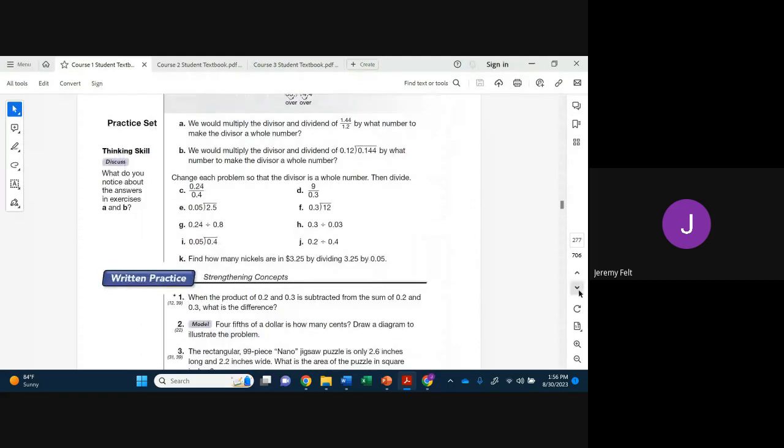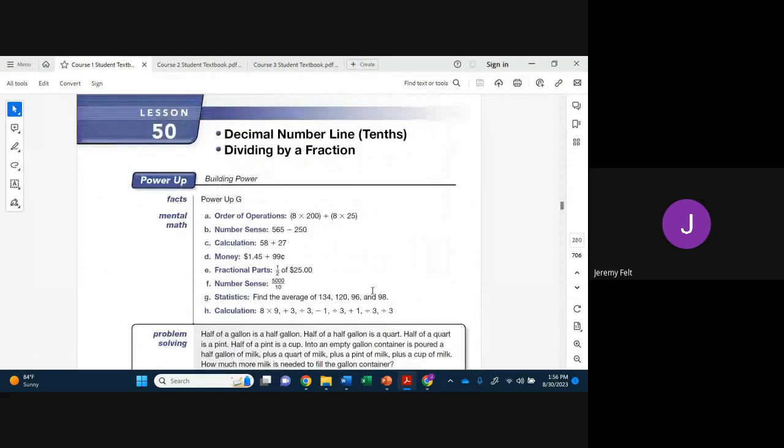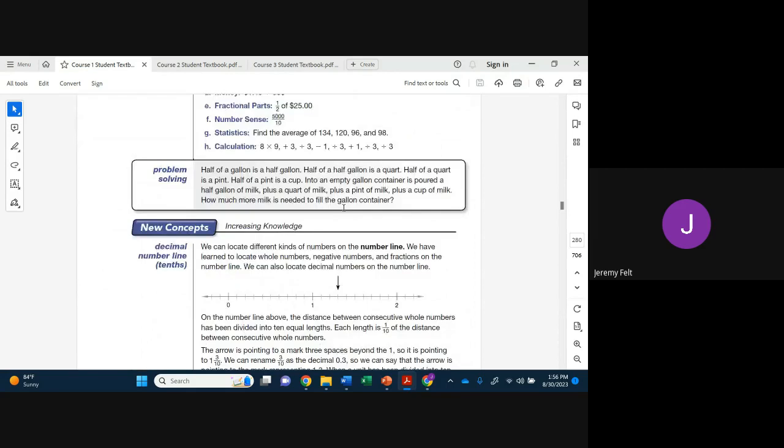Practice set we'll go over. And then lesson 50, dividing by a fraction and decimal number line tenths.